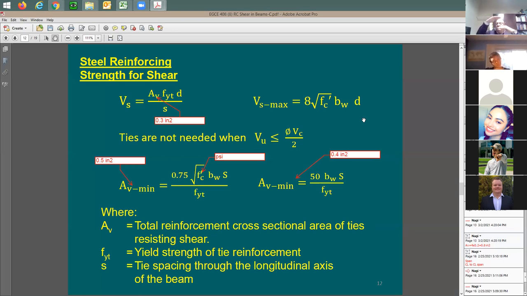Same thing in the bottom. This is going to be minimum needed. This is going to be minimum needed. If you're going to go with this, you're not good with this one, right? So you need to provide the higher of the two minimums. So in this case, I'm going to be taking the higher of these two.